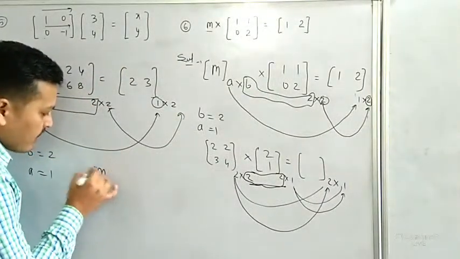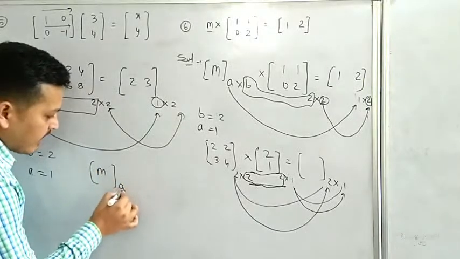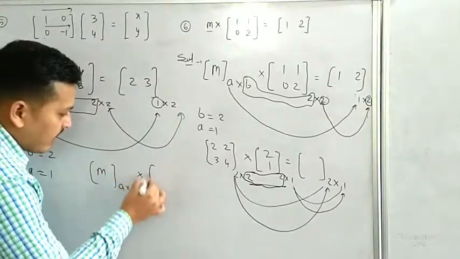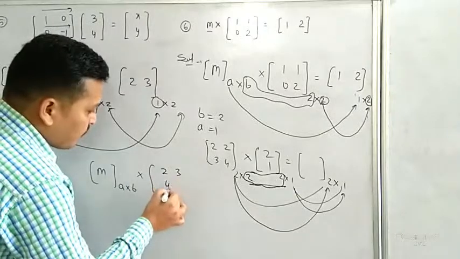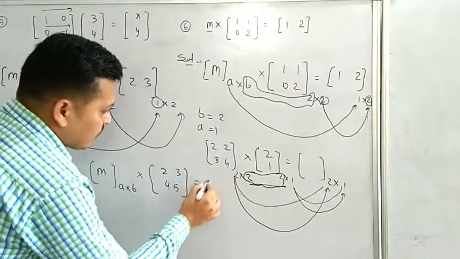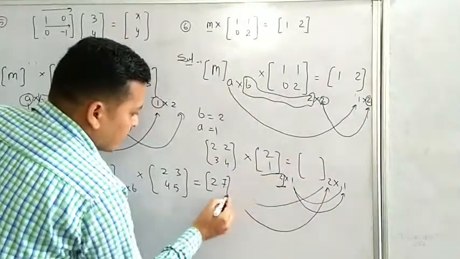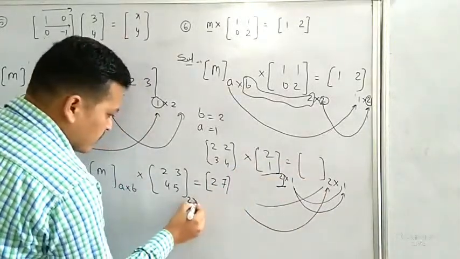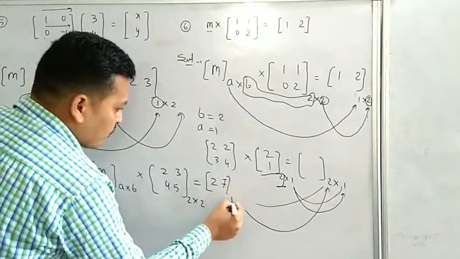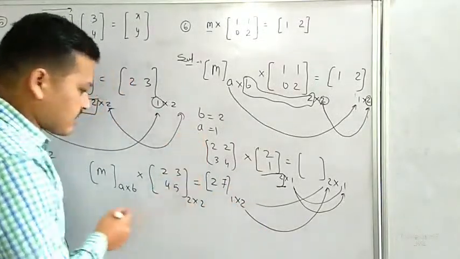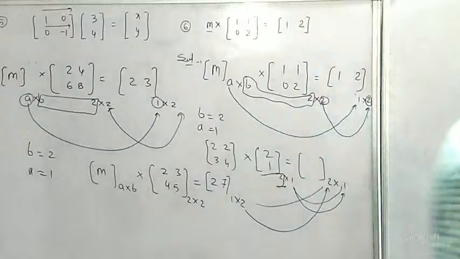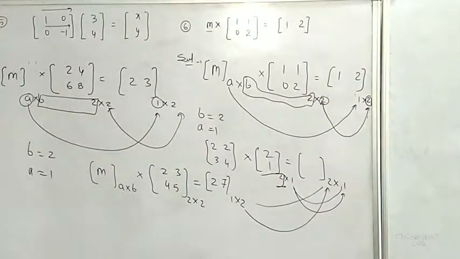If M is A cross B, and the matrix 2 3 4 5 is equal to 2 and 7, its order is 2 cross 2, and the other is 1 row, 1 into 2. So tell me in the comment section what is the value of A and B. It is just a simple question, a repeated one, but after that I will give you one more question. The order is 2 cross 1.